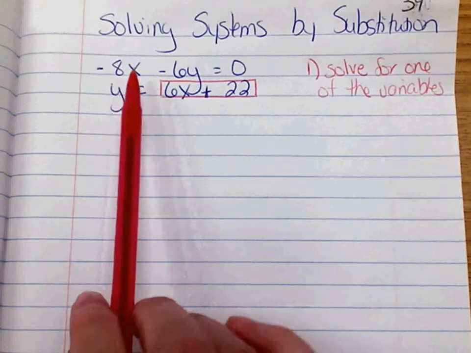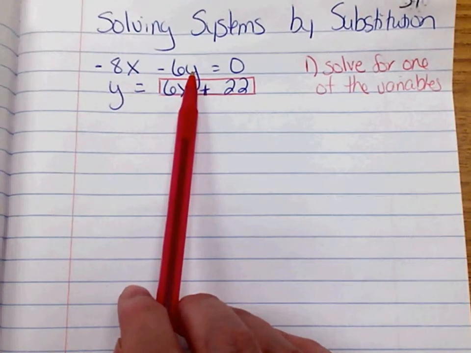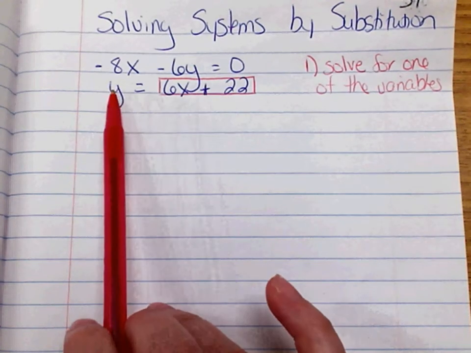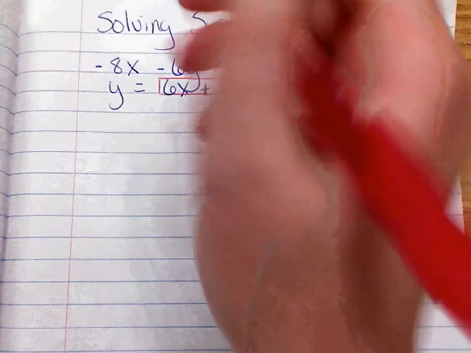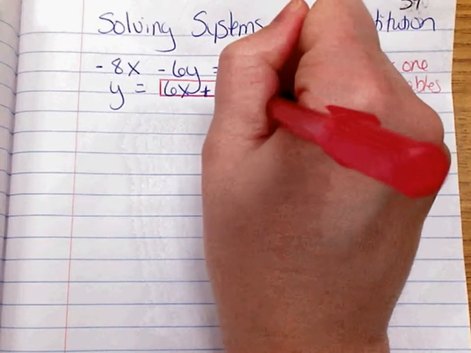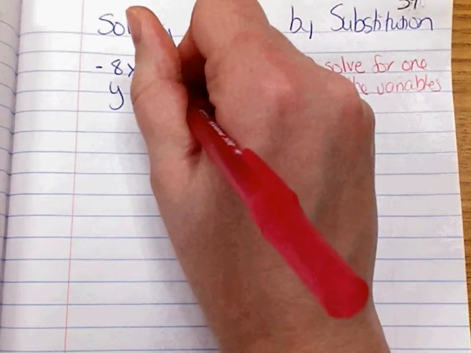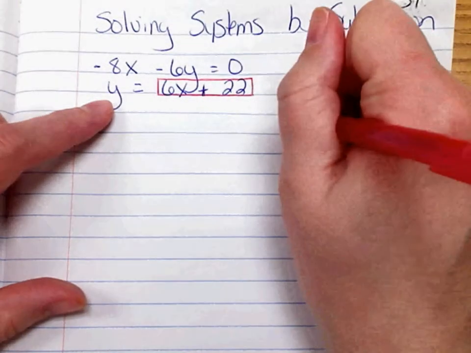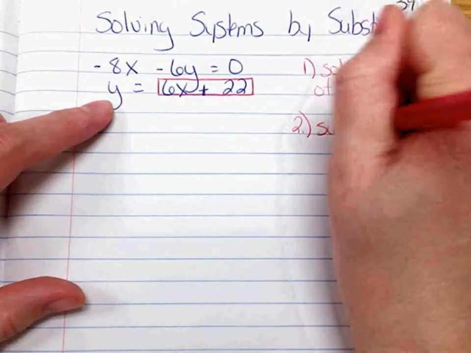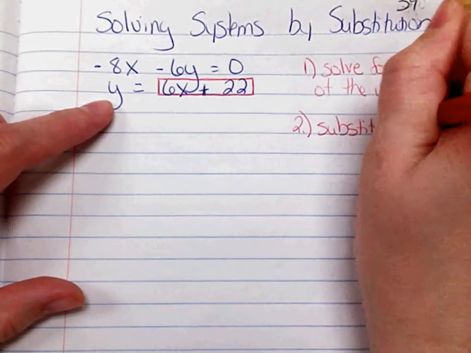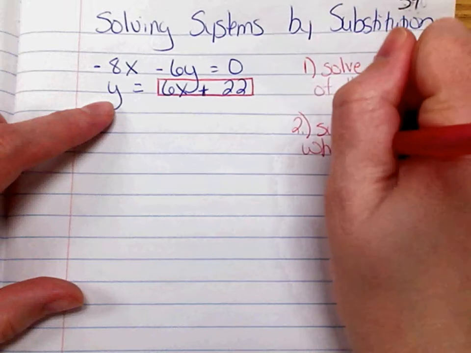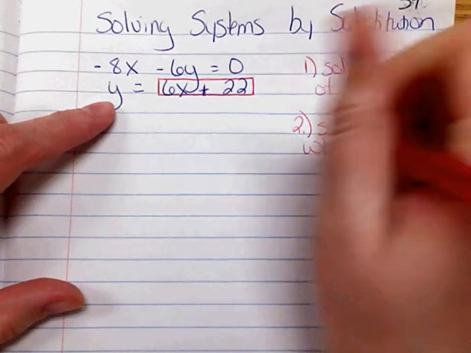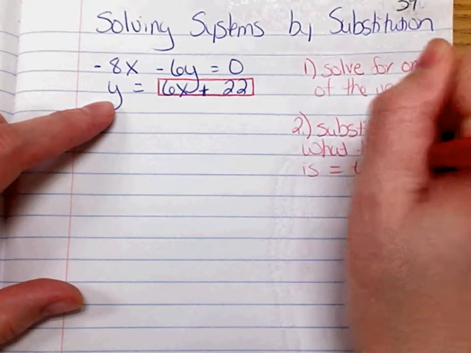Now, could we have solved for this x? Sure. Could we have solved for that y? Sure. It doesn't matter which one you solve for, as long as you solve for one of them. That's already done. And so we know that y is equal to this amount. Okay, so what we're going to do, step 2, is we're going to take and substitute what the variable is equal to in the correct spot.